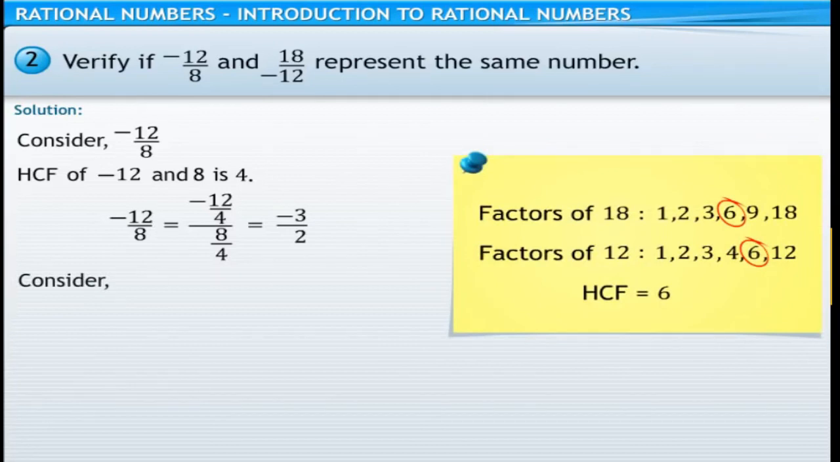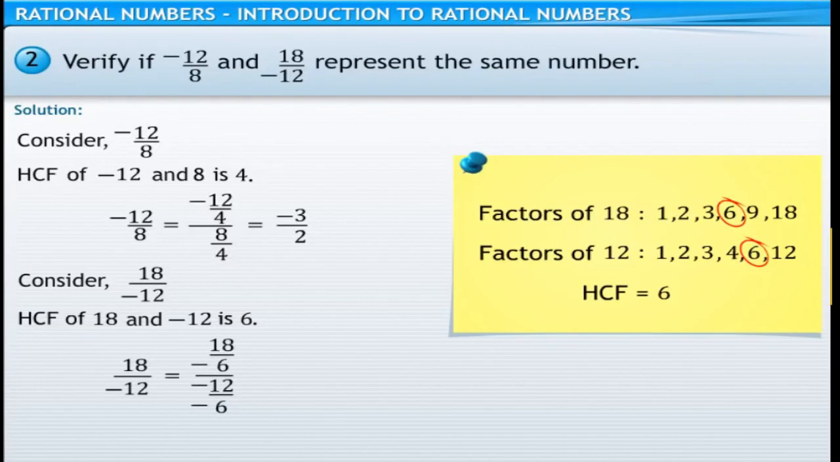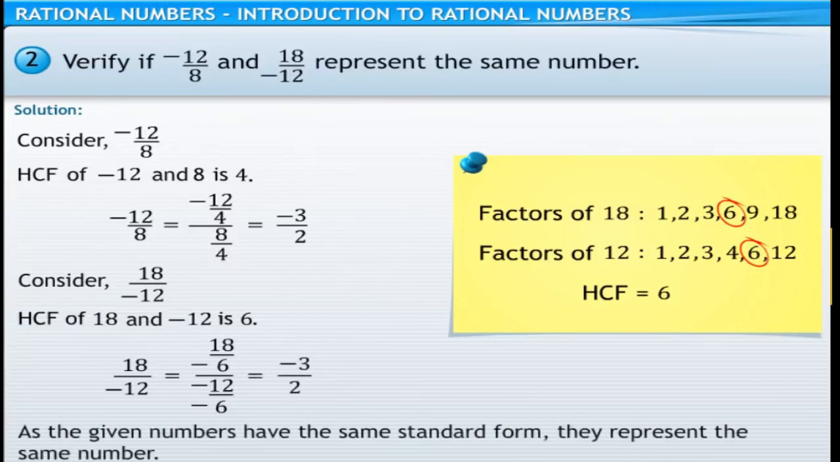Consider the other number, 18 upon -12. Highest common factor of these numbers is 6. Dividing 18 and -12 by -6, we get the standard form of 18 divided by -12 as -3 divided by 2. As the given numbers have the same standard form, they represent the same number.